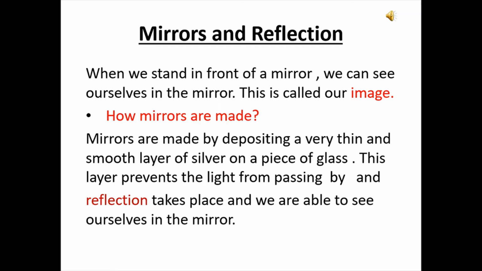When we stand in front of a mirror, we can see ourselves in the mirror, and this is called our image. We will learn about the image afterwards, and first we will come to mirrors and reflection. Now, how are mirrors made? Mirrors are made by depositing a very thin and smooth layer of silver on a piece of glass. This layer prevents the light from passing through and reflection takes place, and we are able to see ourselves in the mirror.